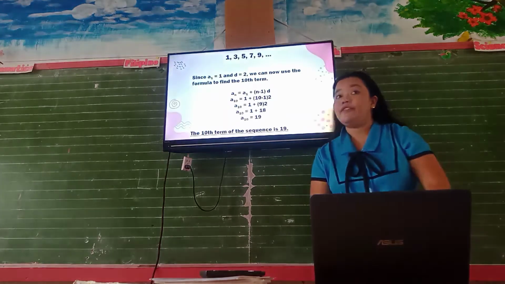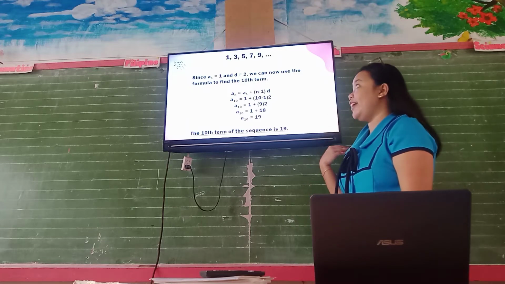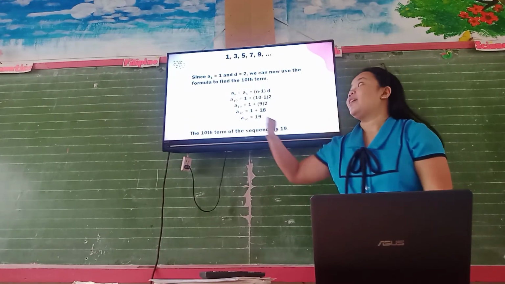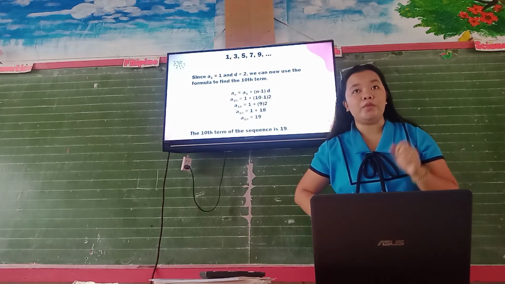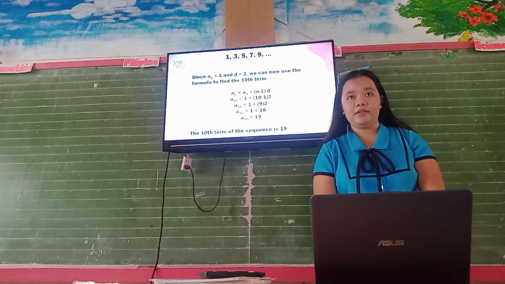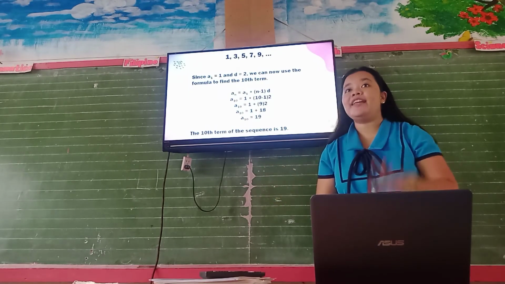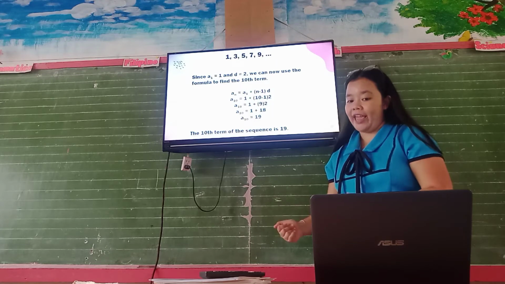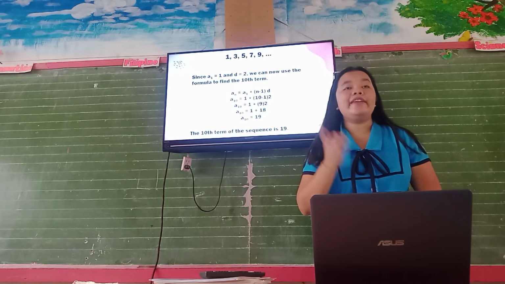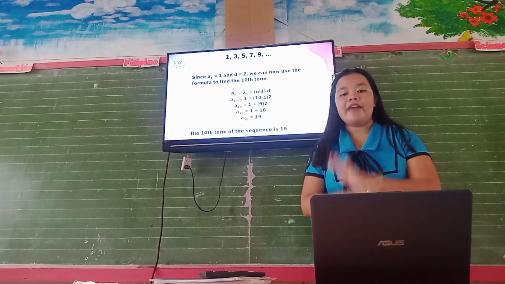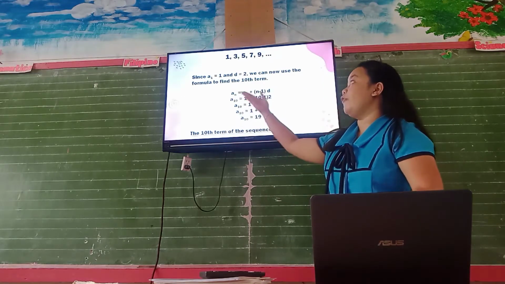Since the first term and the common difference are given, we can now use the formula to find the nth term. Again, the formula is a sub n is equal to a sub 1 plus the quantity of n minus 1 multiplied by d. What is n? N is 10. Very good. N is 10 because we are to find the 10th term of this sequence, right? So a sub 10, and a sub 1, the first term, is 1 and the common difference is 2. We can now substitute these values into our formula.